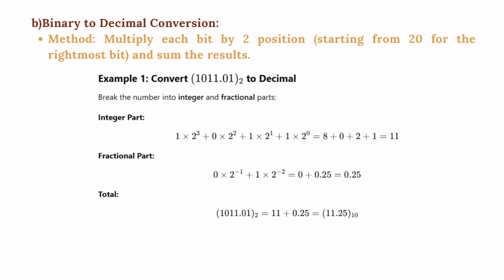For the integer part, multiply by powers of base 2 and you will get 11. For the fractional part, you multiply by 2 to the power minus 1, the negative power. Then add both the integer part and the fractional part. You will get 11.25 in base 10, that is the decimal form of 1011.01 in binary.